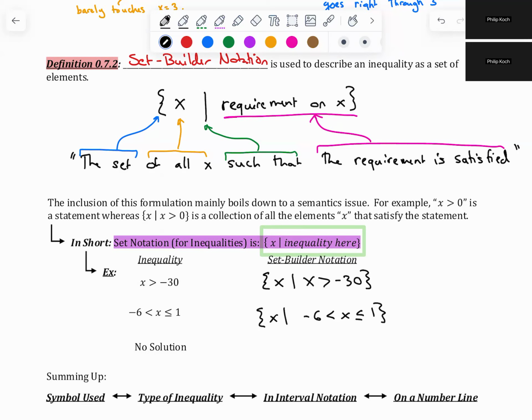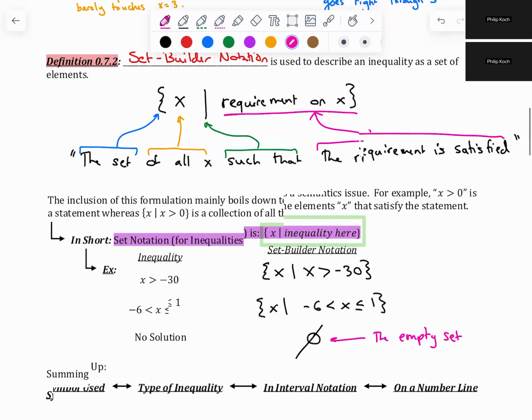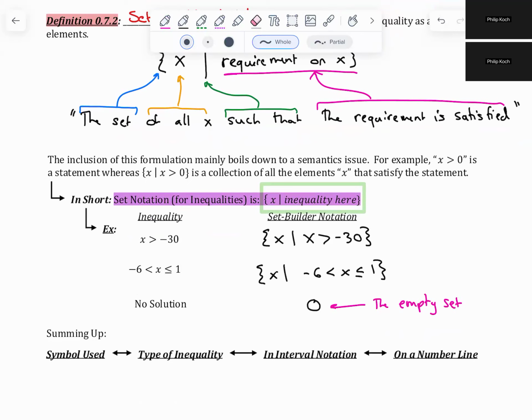And then just so you know, because it's a kind of cool, fun thing to write, but you don't actually have to write this. You don't have to know this. If there is no solution to an inequality or no solution to an equation, we write this symbol, a circle with a line through it. That's called the empty set. It's a set that has no elements.